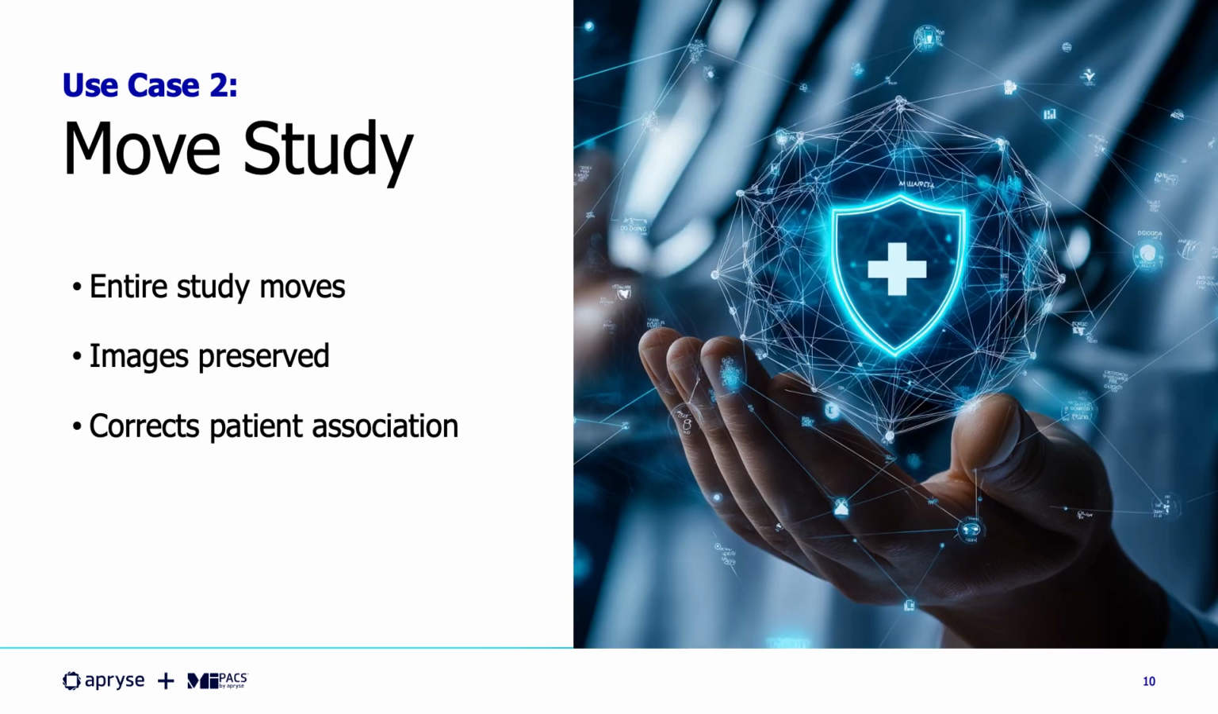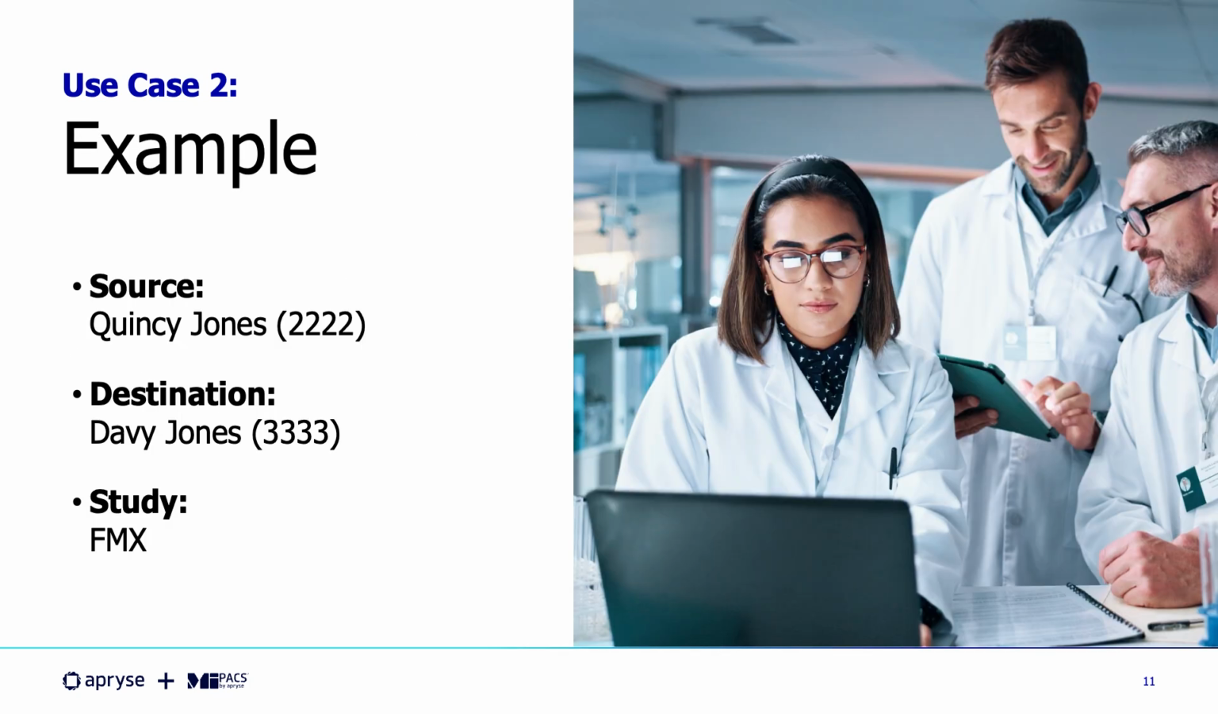Use Case 2. Move an imaging series to the correct patient. In this next example, we will move an imaging series to the correct patient. An FMX series was captured under Quincy Jones. The patient ID is 2222. The series belongs to Davy Jones. The correct patient ID is 3333.